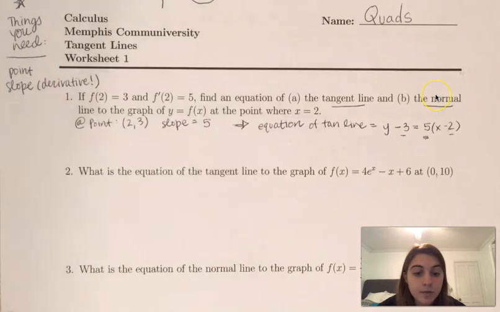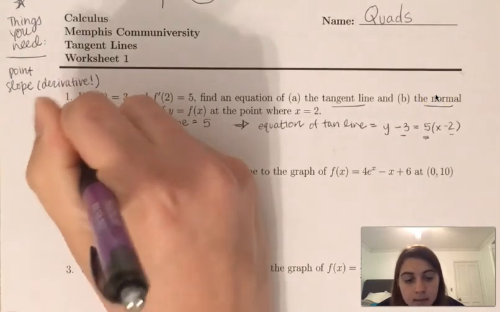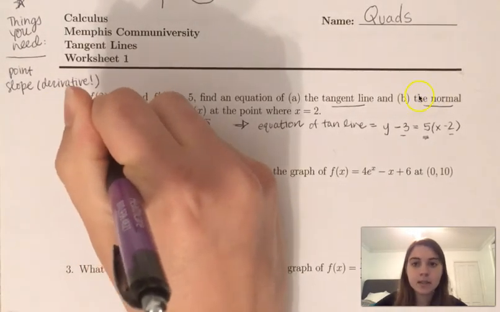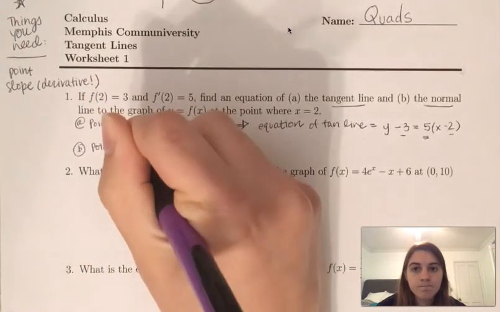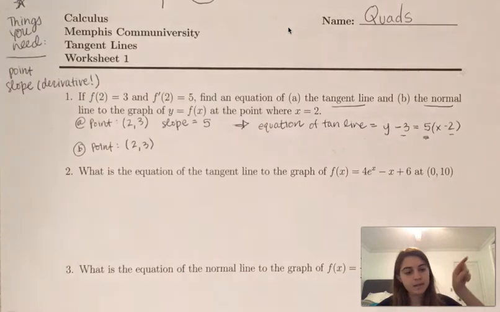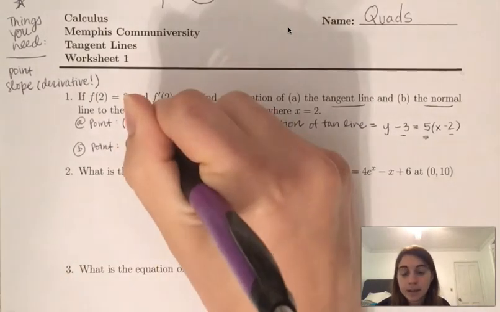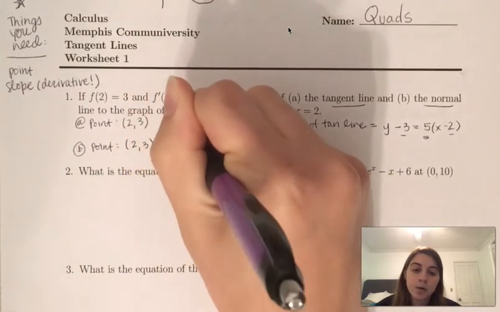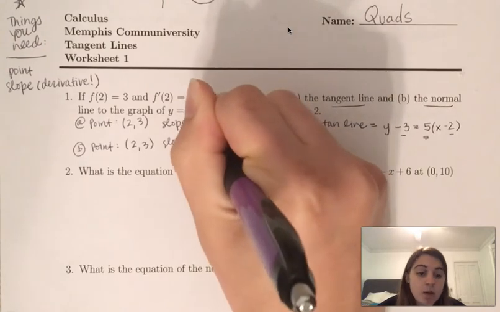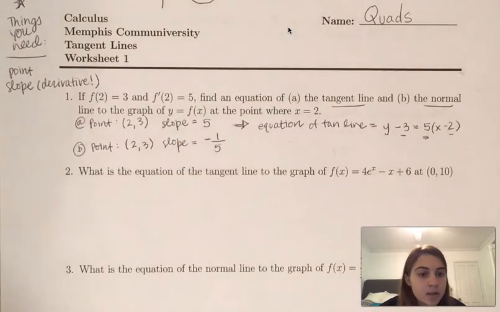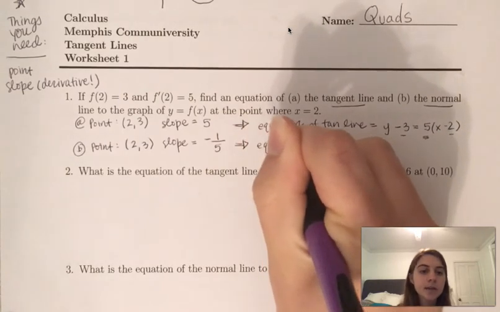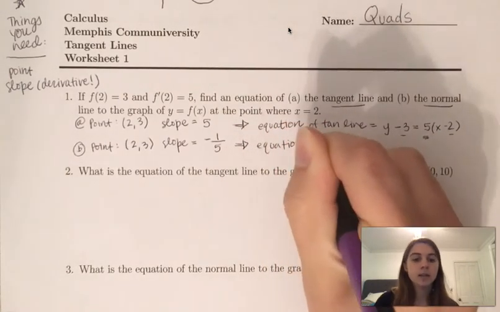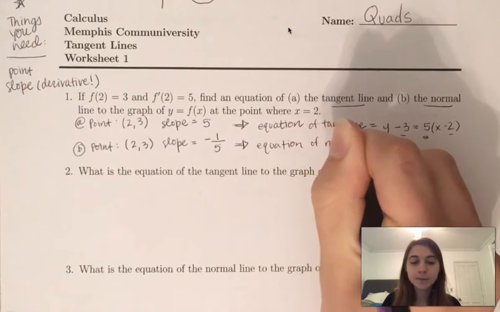And now we're going to look for the normal line, which has the exact same point, because if you remember the picture from earlier, the normal line's coming out of the same place, it's just perpendicular. So we're keeping the same point, and then we're just doing the opposite reciprocal slope, so that slope would be -1/5. And so the equation is going to look almost the same, the only difference is the slope, so that's going to be y minus 3 equals -1/5 times x minus 2.